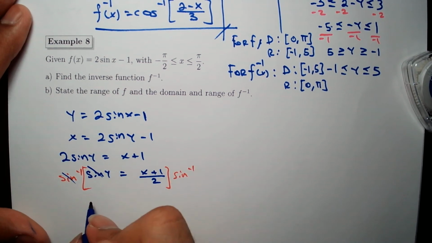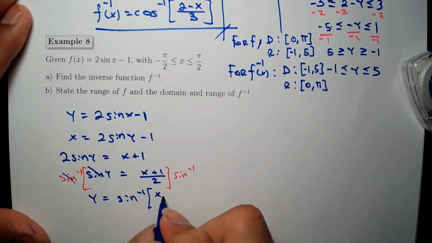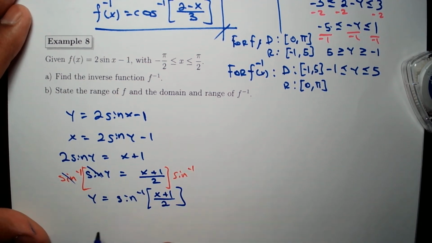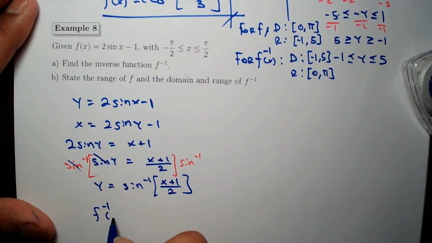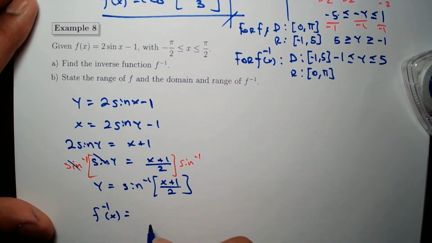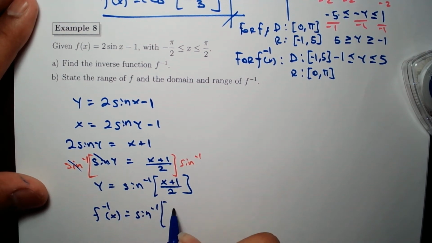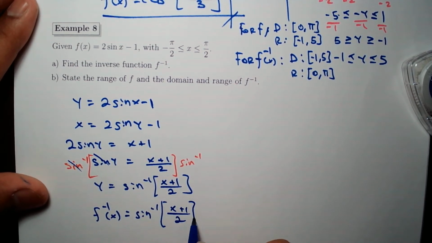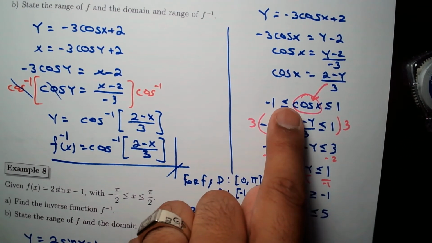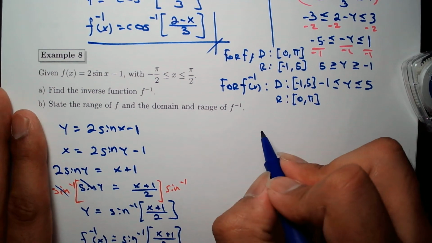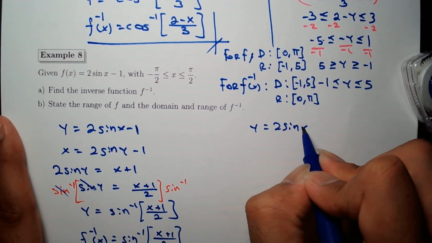So cancel. y equals inverse sine of (x + 1)/2. Well, again, keep in mind that we change this to f inverse notation. All right, that's what we're looking for ultimately. Now we need to do all this again, but for this function, y equals 2 sine x minus 1.